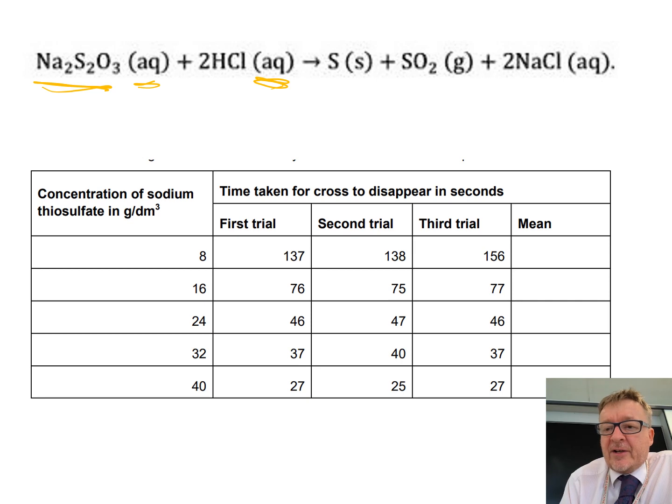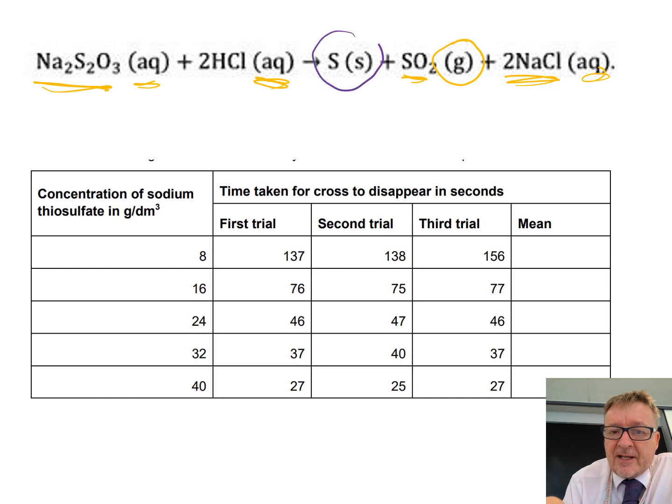When they react together, you've then got to look at the state symbols. You will get a little bit of gas given off, which is your sulfur dioxide. Okay, so you might see some bubbles. You'll get sodium chloride made, which just stays dissolved in the water. But the one that makes the difference and actually makes the cross disappear is this, where you'll get that murky precipitate that's in there. And I know it's this because that is a solid. And when it's a solid, you then can't see through it. It then sort of clouds it all over.